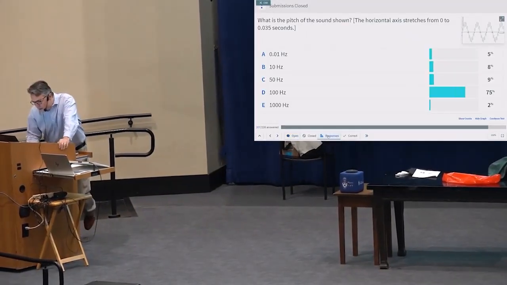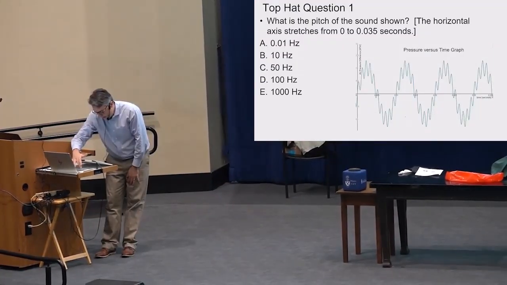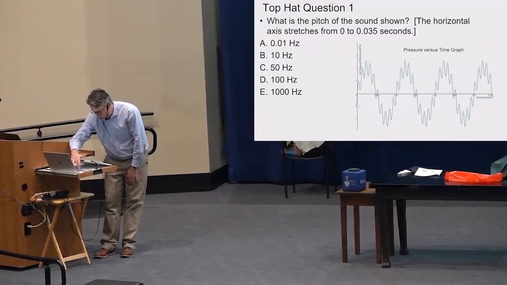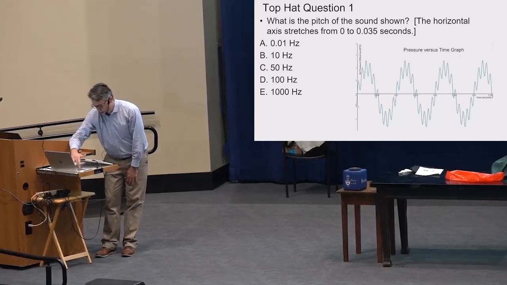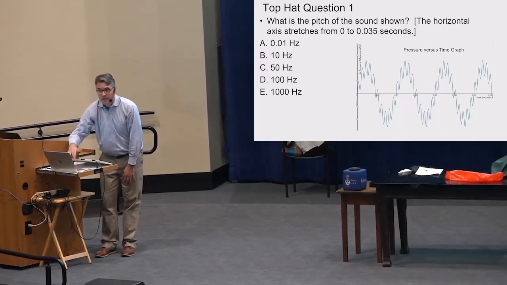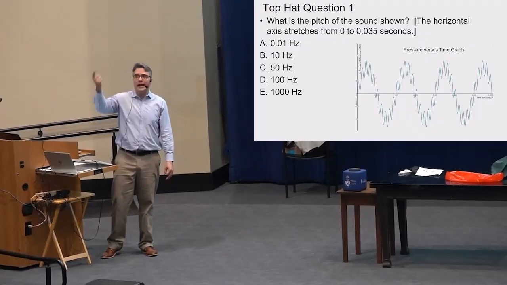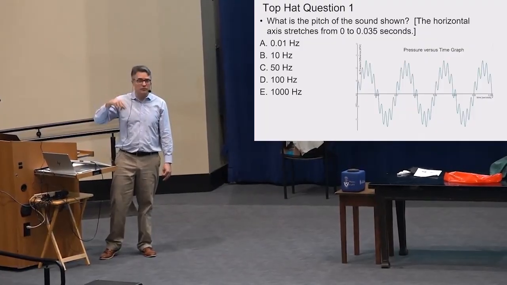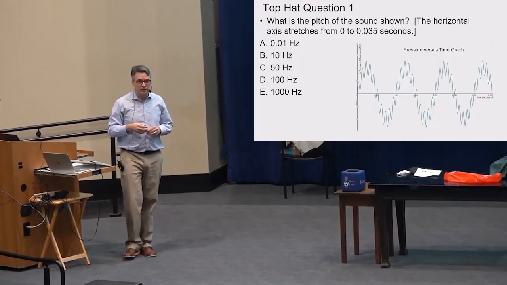People are saying, survey is saying 100 hertz. So that's right. The basic idea is that the period of repetition is every 0.01 seconds. There are a lot of little wiggles, but the entire pattern repeats every 0.01 seconds, every hundredth of a second. So that's the period, and 1 over 0.01 is the frequency in hertz, 100 hertz.